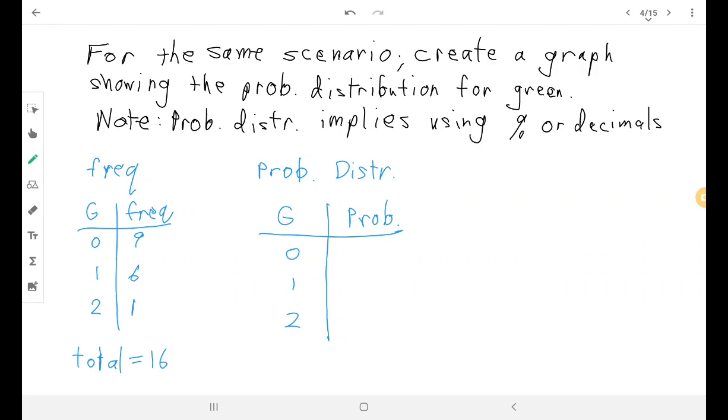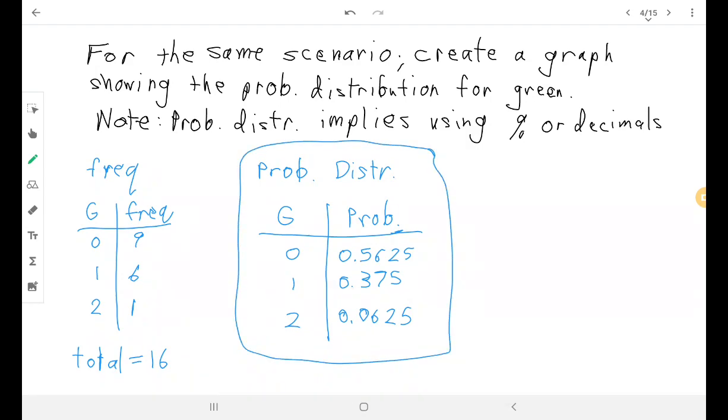So the first one, 9 divided by 16, so that probability is 0.5625. Now, again, I want to mention that you could be doing these in fraction form, but Edgenuity wants you to do them in decimals, so I'm doing them in decimal. The probability of getting 1 green is 6 over 16, so that's 0.375. And the probability of getting 2 of them is 1 out of 16, which is 0.0625. And there we have a probability distribution table. All right, I'll give you a moment to look at that. This is the actual answer that we want.